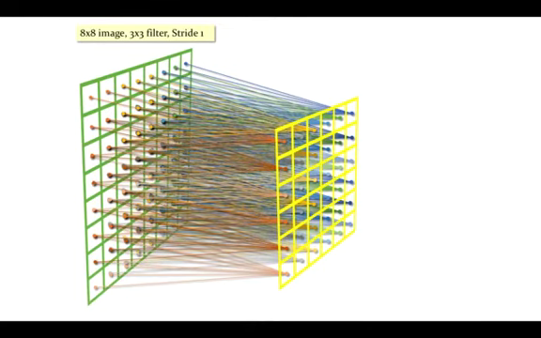Where did 28 come from? Okay, is that correct? 10 into 5 into 5 into 3 plus 1. Right? So each filter has 5 by 5 by 3 weights in it plus 1. So that's 76, and then I have 10 of those. Agreed?